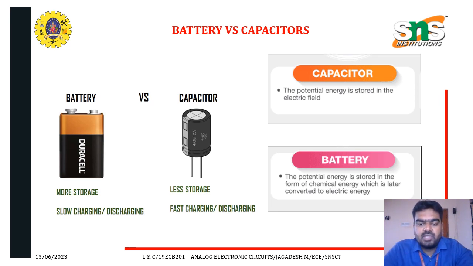But what is the actual difference between these two? The battery has more storage and slow charging and discharging, but the capacitor has less storage, with fast charging and fast discharging. Due to this fast charging and discharging and less storage, it is not used for commercial purposes like our daily life applications, such as mobile phone batteries and other LED batteries. We are not using the capacitor there, only batteries. So this is the difference between battery and capacitor.